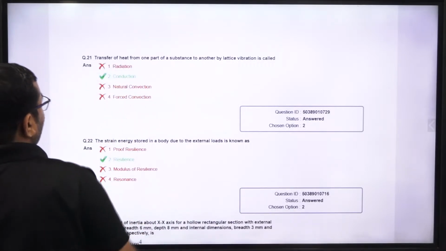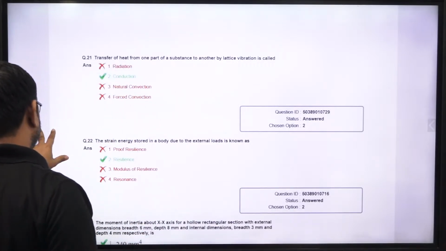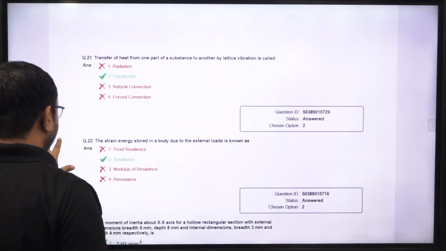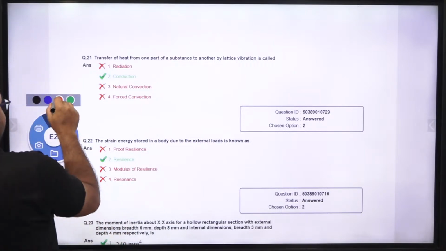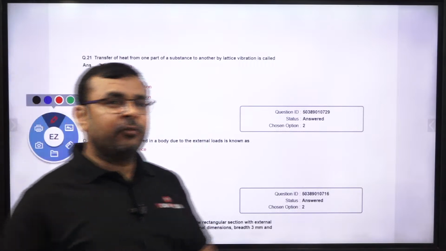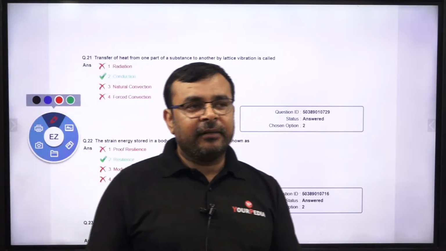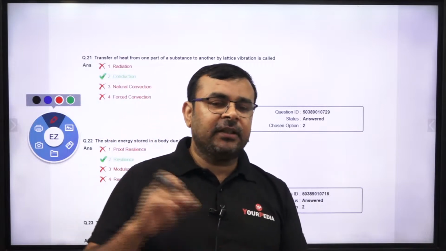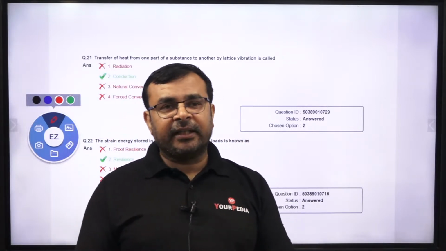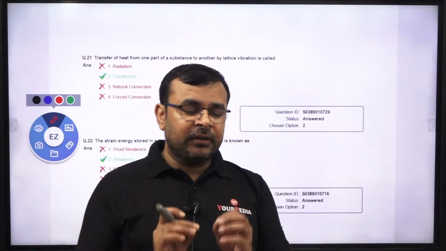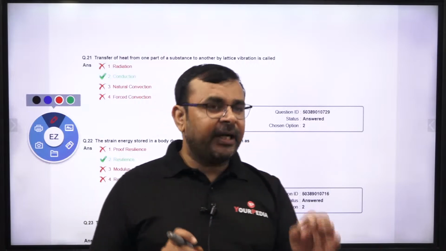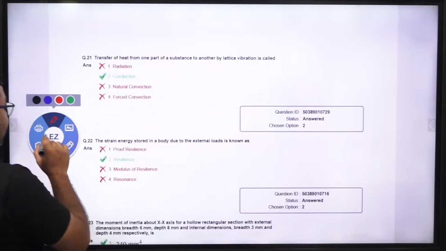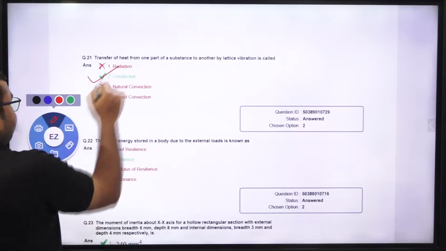Is it clear? So obviously, heat transfer due to lattice vibration is called conduction. And through conduction, the heat is also transferred through free electrons. Mostly this happens in metals, and the lattice vibration happens in non-metals. Is it clear? So in non-metals, the reason behind conductive heat transfer is lattice vibration. Okay, so let's see another question.